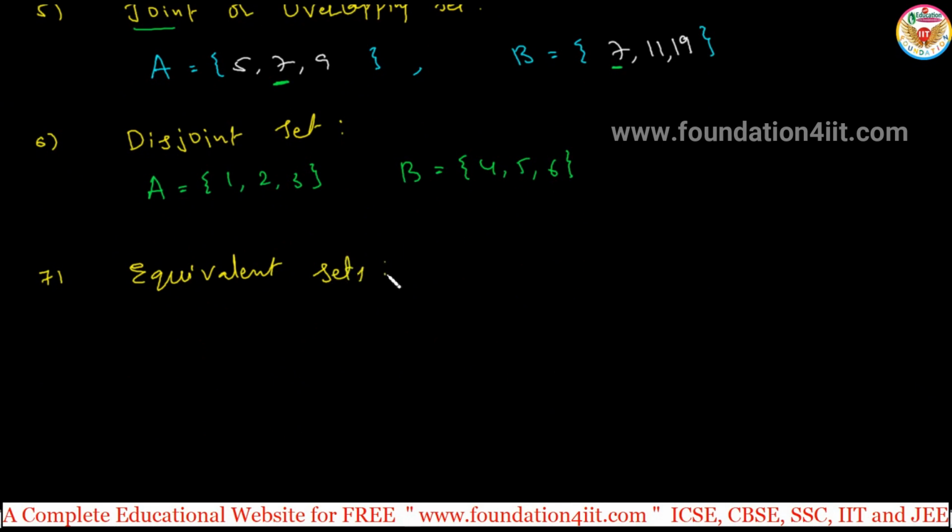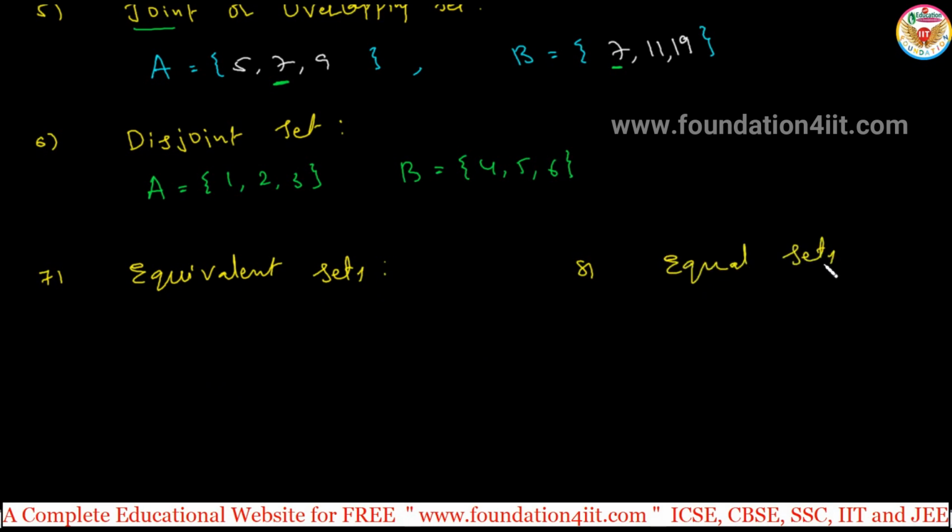Equivalent. And this is one, and one more is eighth one is equal. I'll tell this both together. Equal sets, equivalent and equal. So two sets are said to be equivalent if they contain the same number of elements. Same number of elements. Elements may be the same or different.